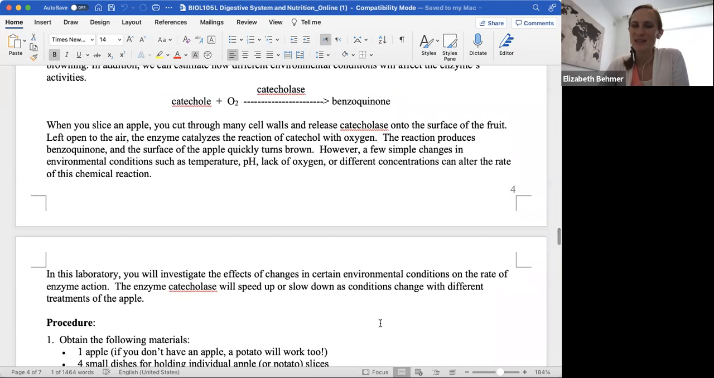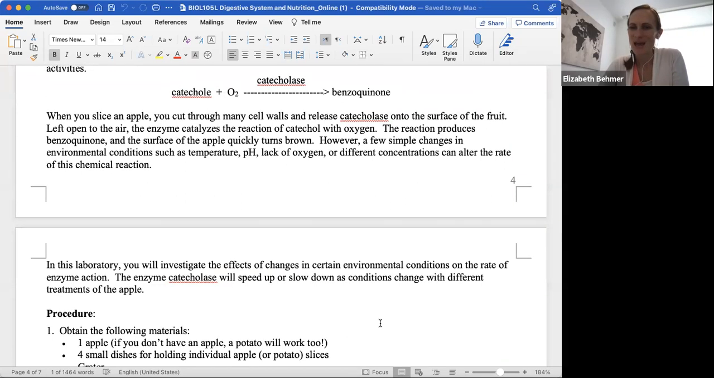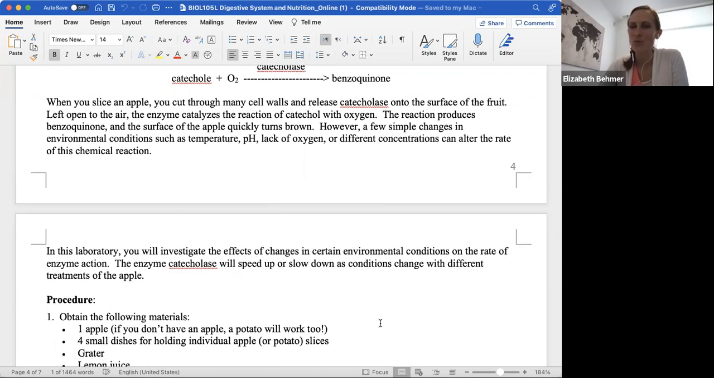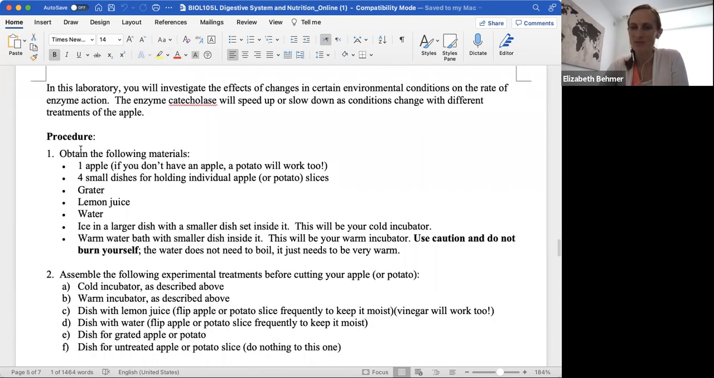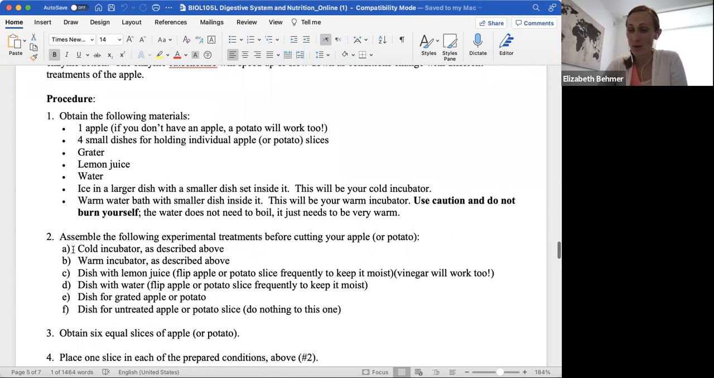So you will be doing a little experiment with the apple and seeing how changes in environments, such as temperature, pH, lack of oxygen, will alter the color or browning of the apple. So you need 1 apple. You can also use a potato. You need 4 small dishes for holding individual slices, a grater, lemon juice, water, ice in a larger dish with a smaller dish set inside of it. And this will be your cold incubator, a warm water bath with a smaller dish inside of it. And this will be your warm water incubator.